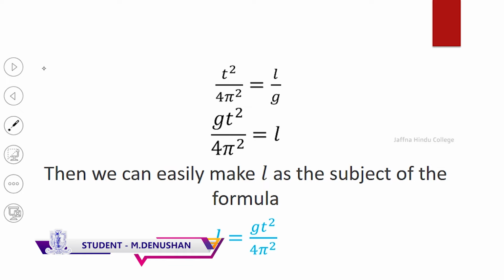Now we have to make L the subject. For that purpose, we have to multiply both sides by g. By simplifying, we obtain that L is equal to g T squared over 4 pi squared. Now let's look into the exercise.